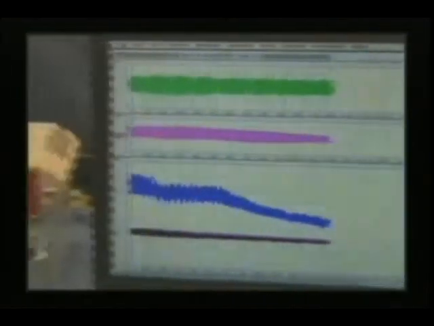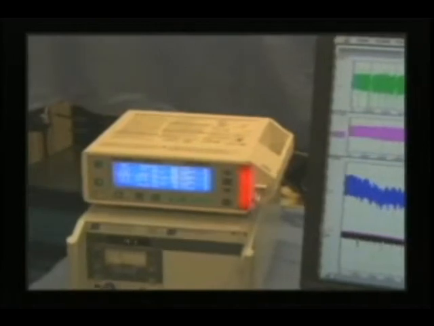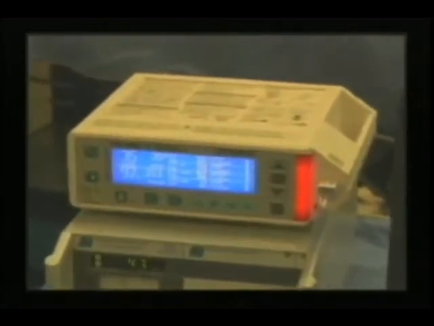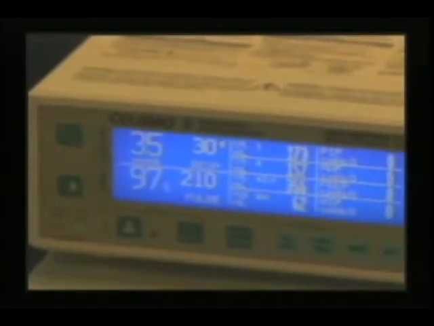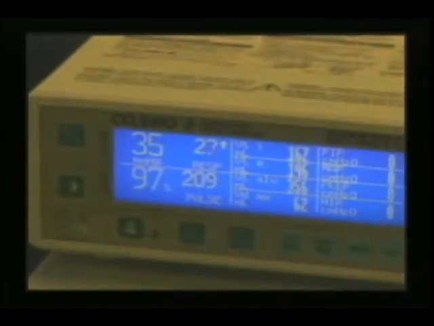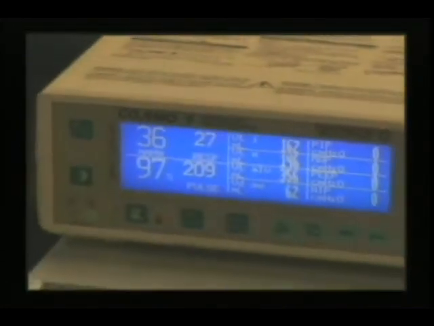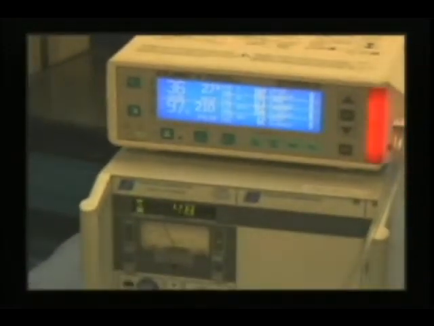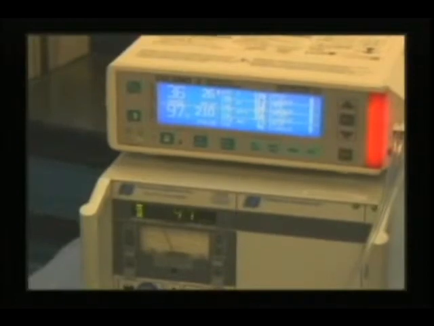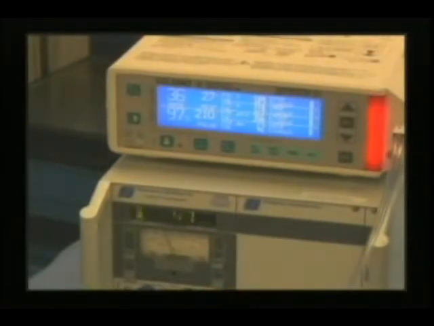End-tidal CO2 is 35 millimeters of mercury, oxygen saturation 97, heart rate 210, respiratory rate approximately 30, and mean carotid artery blood flow 47 ml per minute. At this point in time, we will wait 5 minutes and then apply the ResQGuard.